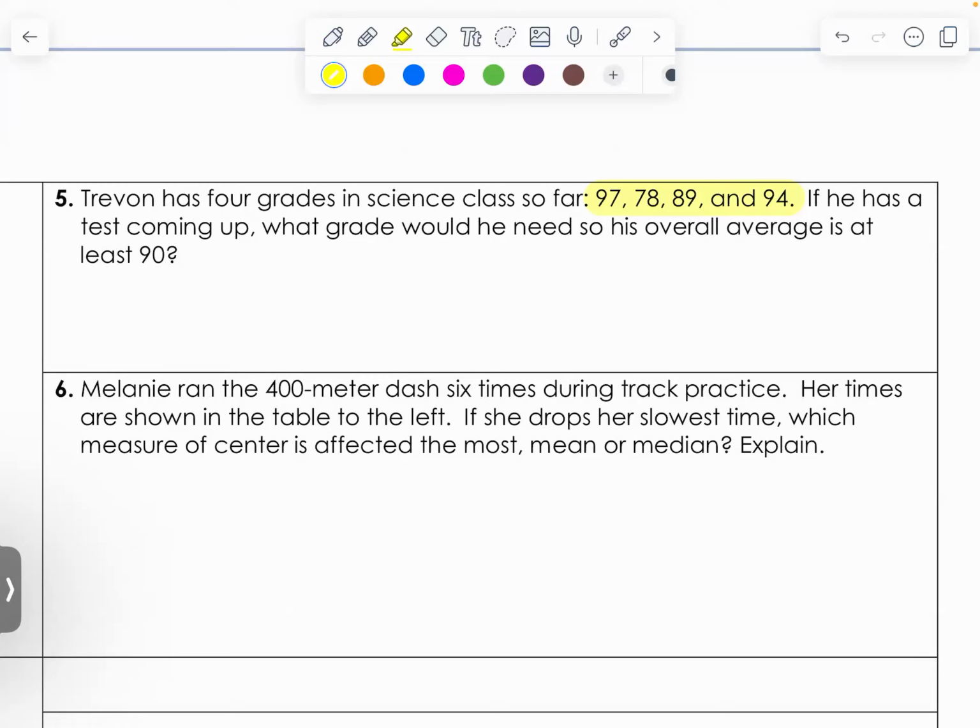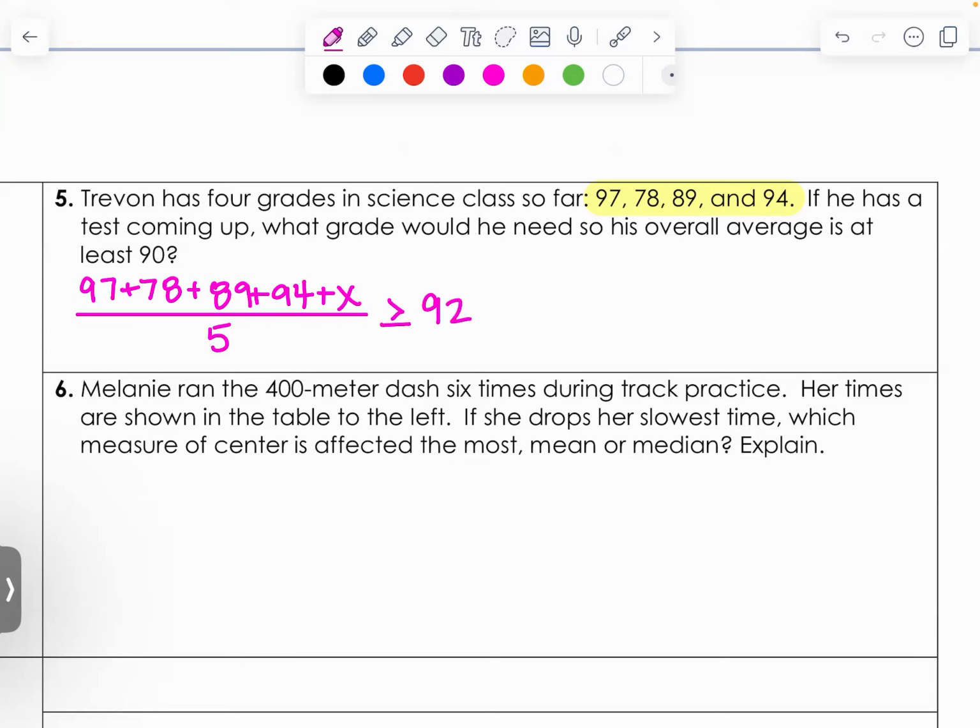I know. Okay. How do we figure this out? Okay, and divide by what? 5. So let's add 97 plus 78 plus 89 plus 94 plus a mystery score. If we add those 5 numbers up and divide them by 5, we want this to be at least a 90.